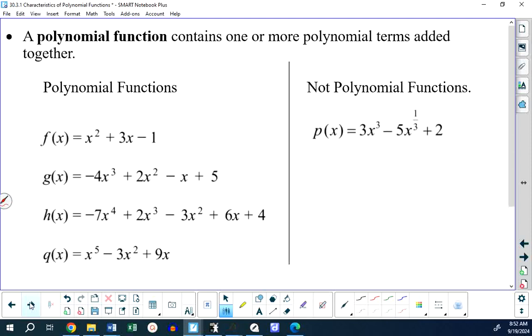This is not a polynomial function because the exponent on x in one of the terms is not a whole number. 1 over 3 is not a whole number. This is not a polynomial function because if I explore what this is, do you have an equal sign there? Put an equal sign in there.